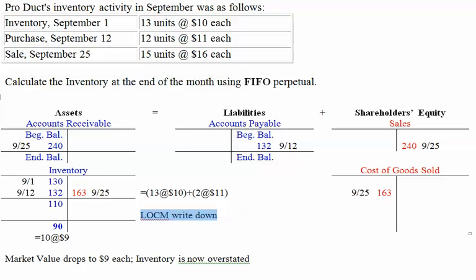To accomplish that, you can see here we need to reduce our inventory by 20. So they'll credit their inventory and then they'll debit cost of goods sold.